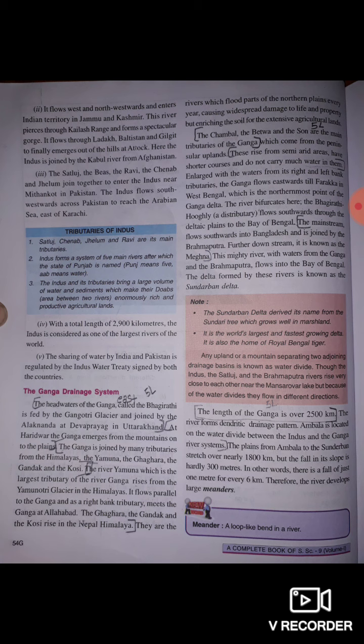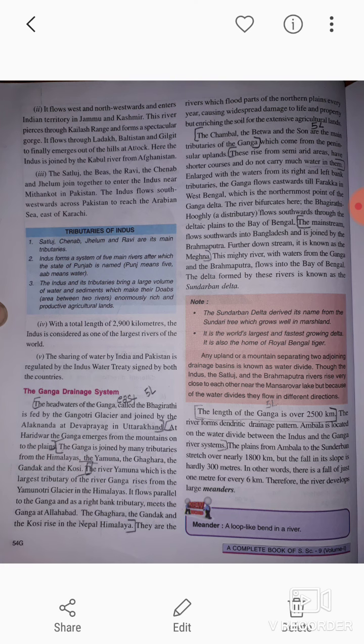It has a length of 2,900 kilometers, so it is considered one of the largest rivers of the world. And the sharing of water by India and Pakistan is regulated by the Indus Water Treaty. This treaty is signed by both the countries.